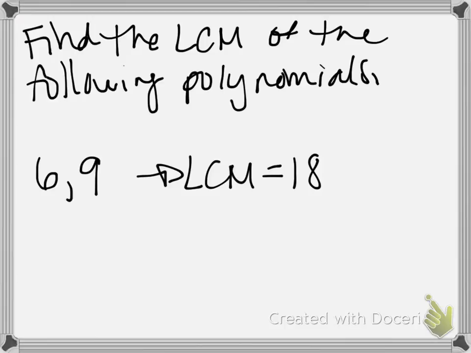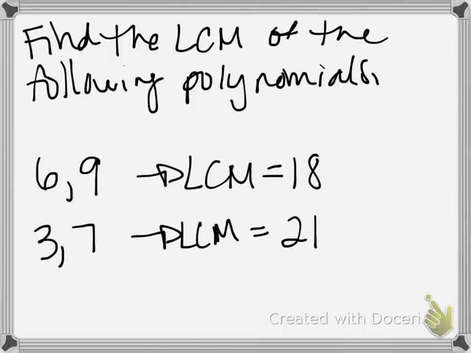Then there might be something like 3 and 7. The LCM in this case is really just 3 times 7 because they have nothing else in common until they're being multiplied together. So I would just do 3 times 7 because they had nothing else that I could blend together or move together. We're going to use this idea and we're going to use it on polynomials.